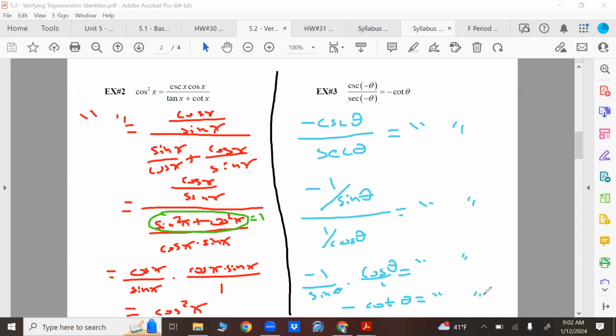This one is negative cosecant theta, and that's just secant theta using your formula sheet. And that's negative 1 over sine theta, it's 1 over cosine theta. Flip the second fraction over, that's negative cosecant theta. So I'll let you guys simmer on that for a little bit.